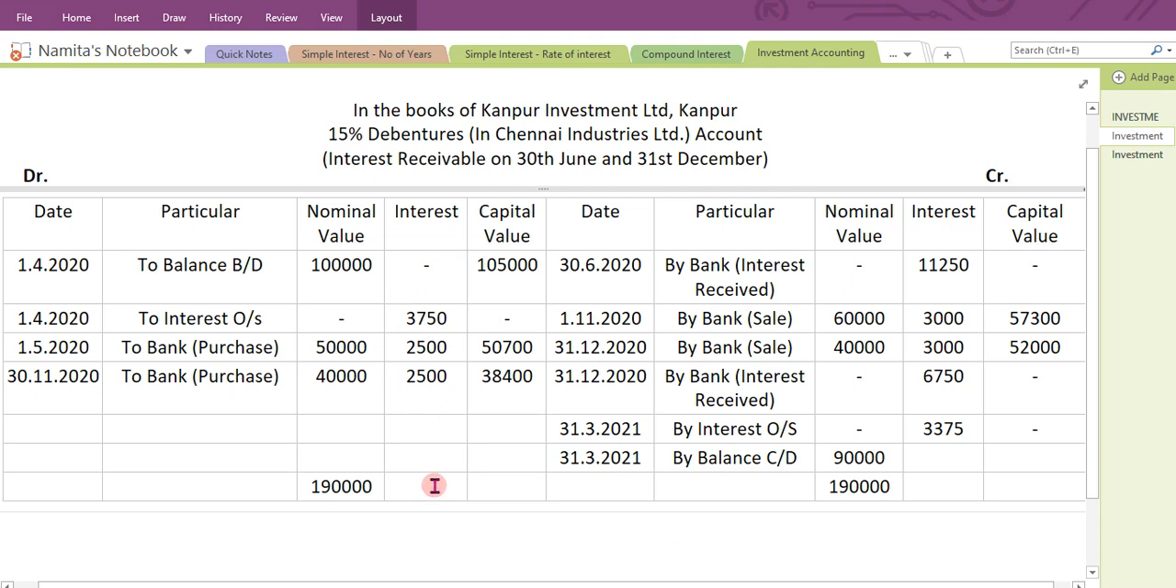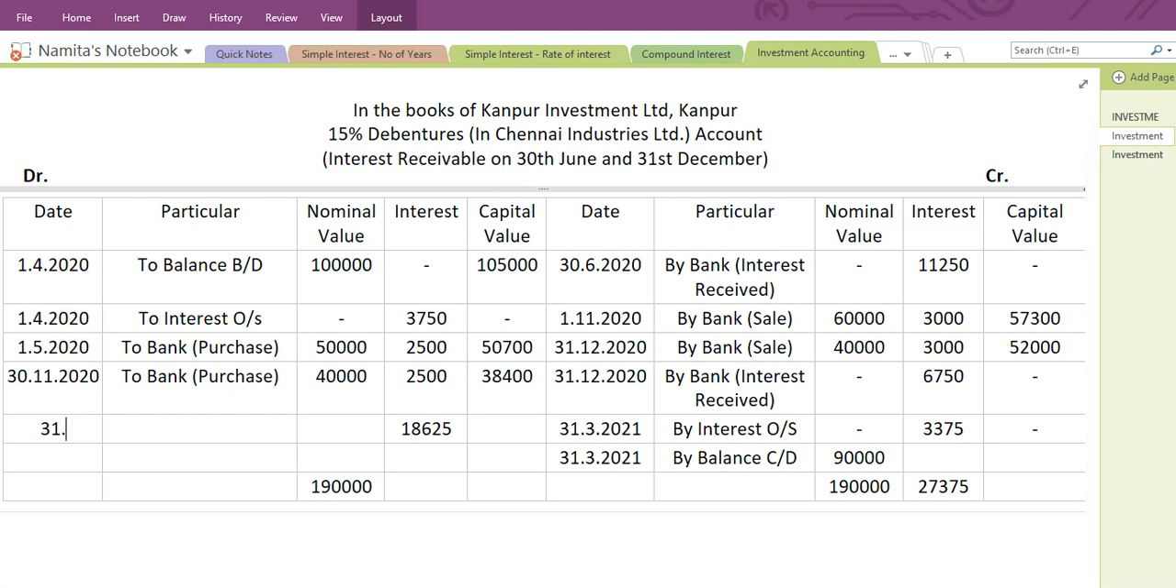Now we have to close the interest column. Now see, the credit side interest will be more. So add, total will be 27,375. Now see, credit side interest is more and debit side interest is less. That means it is a profit. So the difference of this total and this total will be how much? 18,625.